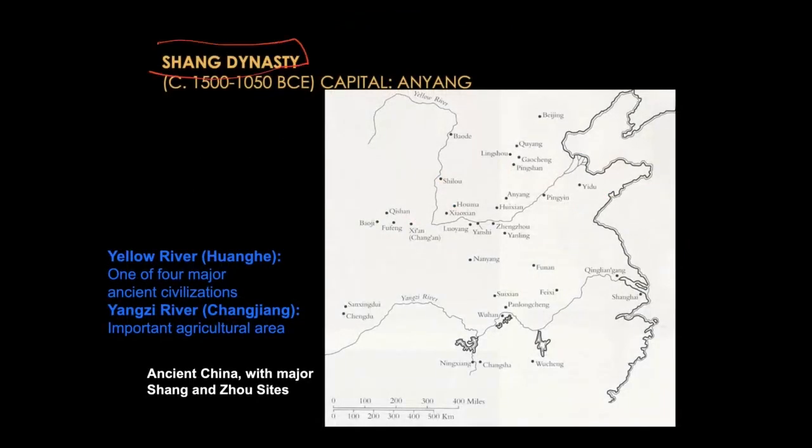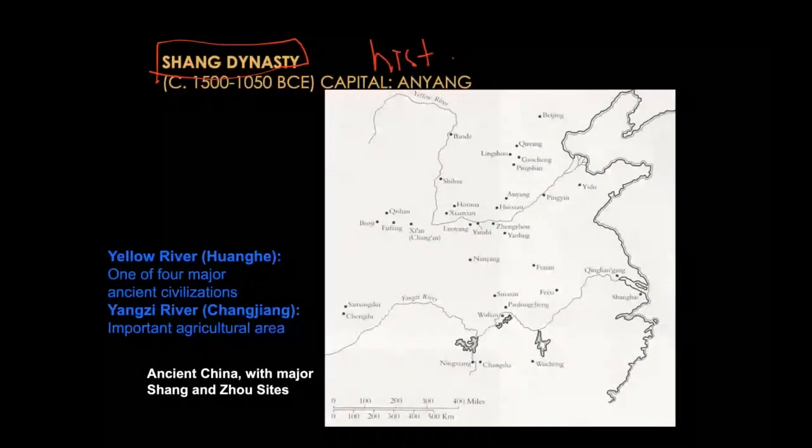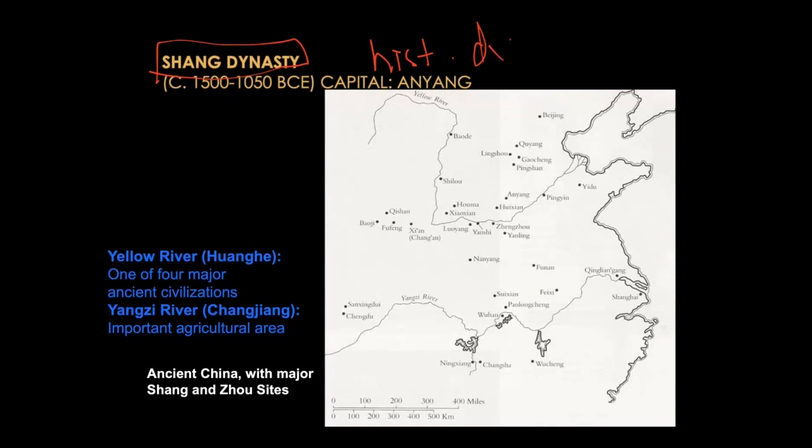Shang dynasty is supposed to be the oldest historical dynasty. There is a legendary dynasty called Xia right before Shang, but for Xia, they don't have enough archaeological evidence. So usually we talk about Shang dynasty.